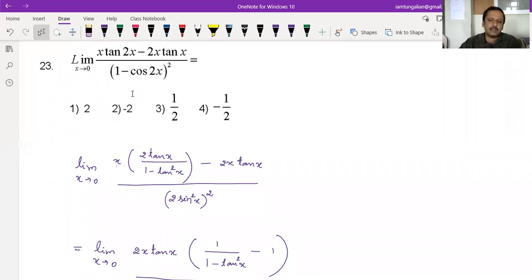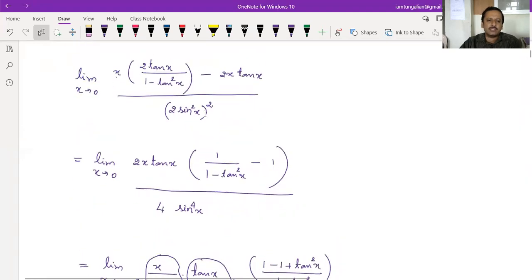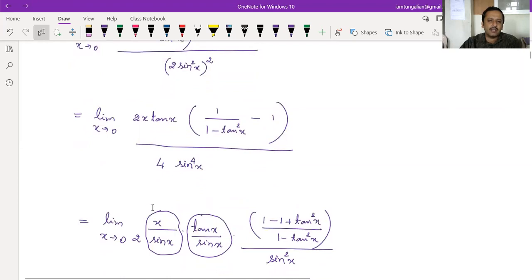So 1 by 1 minus tan square x minus 1, divided by 2 sin square x whole square, that will become 4 sin power 4x. Okay. So now 2 by 4, so 2 will remain in the denominator. Sin power 4x, I'm writing it as sin x into sin x into sin square x. So now as x approaches 0, x by sin x will be 1. Tan x by sin x is also 1. Here take LCM, 1 minus tan square x is LCM. Numerator will be 1 minus 1 plus tan square x. 1 1 gets cancelled.